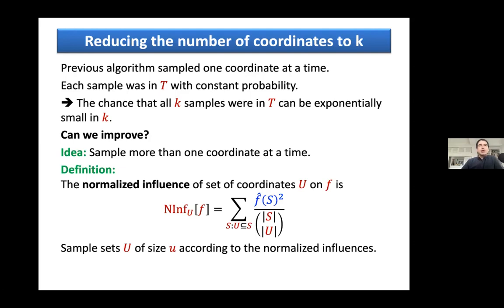And this naturally brings up the notion of a normalized influence of a set of coordinates. So for a set of coordinates U, you just look at all the sets S that contain U, and you look at the sum of squares of the Fourier coefficients, divided by S choose U. So you can think about it as if S is spreading its mass to all subsets of, let's say, a particular size, and it gives mass 1 over S choose U to each one of them.